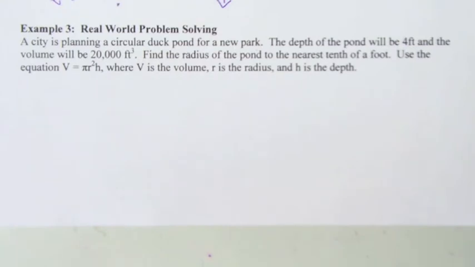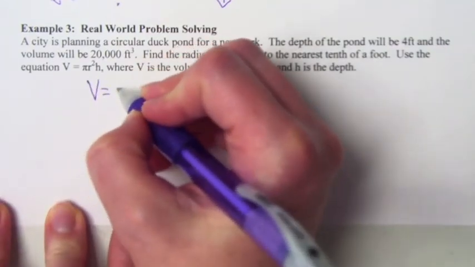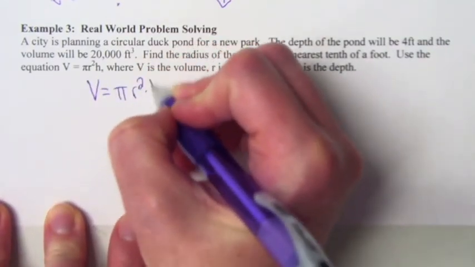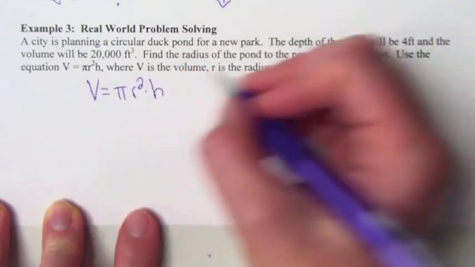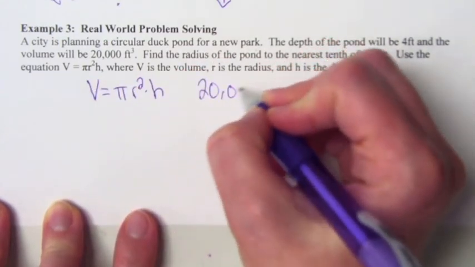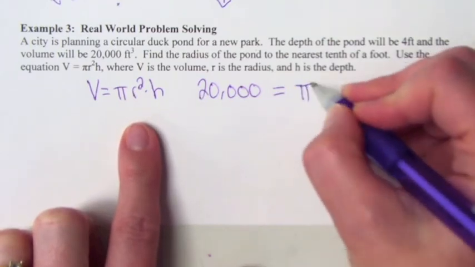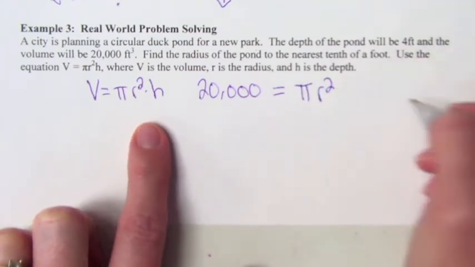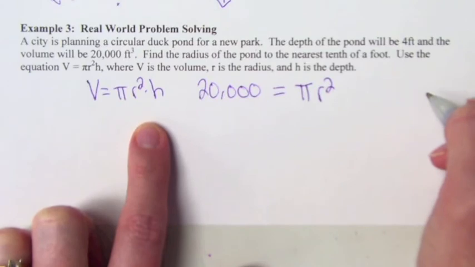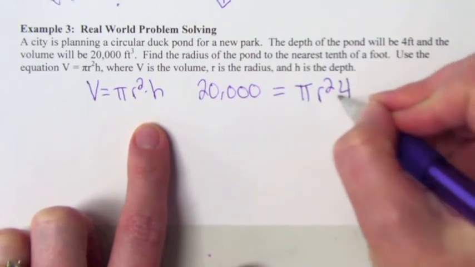So, what do we do here? For V, plug in the volume. We're going to plug in the things they give us. So we have our formula V equals pi r squared times h. For volume, we're going to plug in 20,000 equals pi r squared, and then what do we put in for h? 4. Okay.